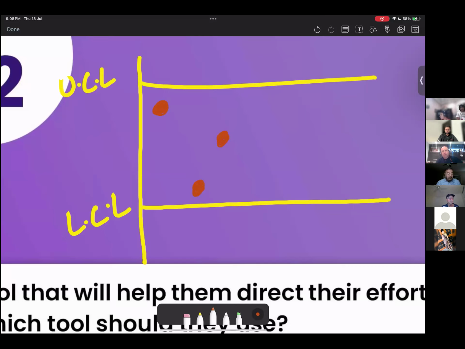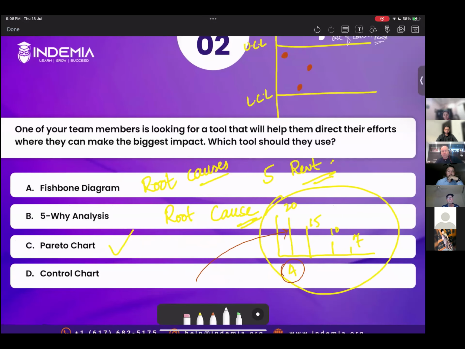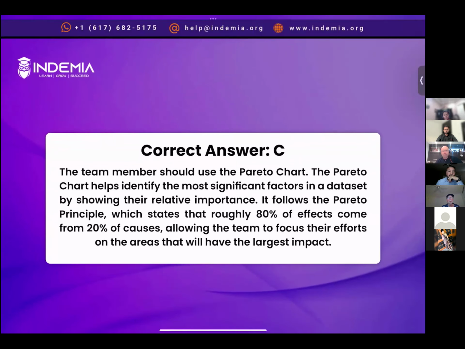And then you see if there is any sample that is outside of the limit. So for example, if there is a point or a product that is outside of the limit, we call it an out of control process, right? So this is what we study in control chart. Okay, so correct answer is option C. Let's read the explanation. All right, next question.